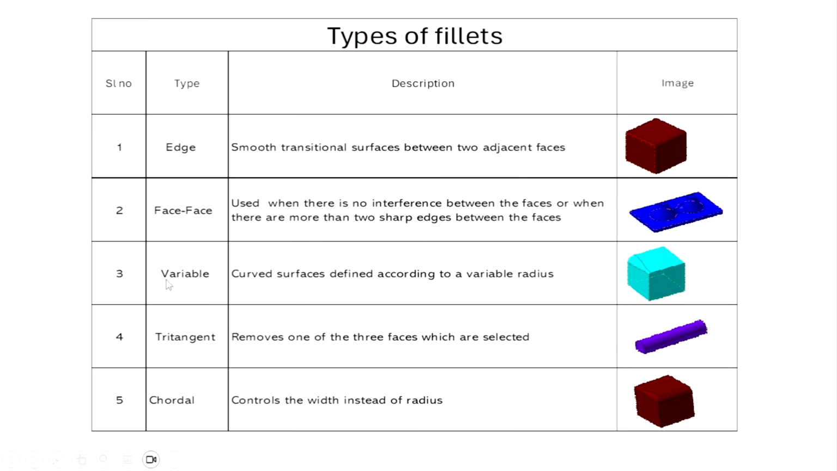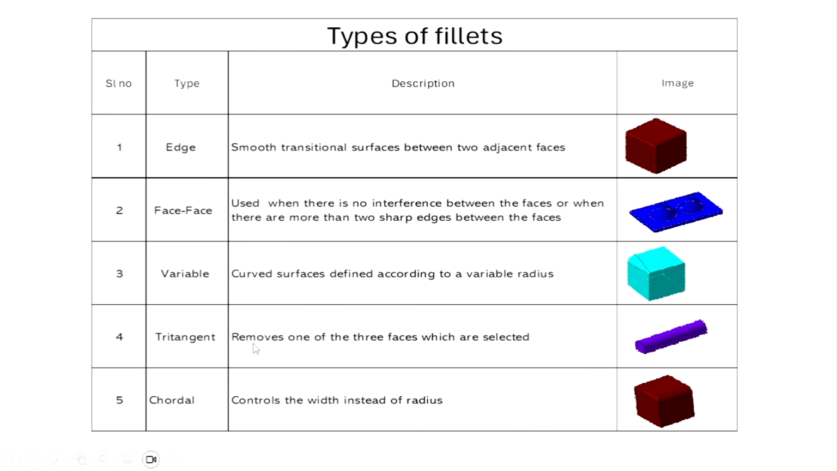The third one is the variable fillet. A curved surface defined according to variable radius. Like here you can see the radius of this portion is different and the radius at this end is different. This is the variable radius fillet.